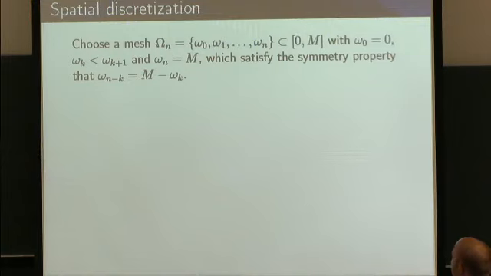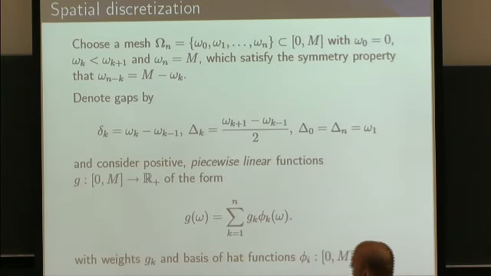So now to the spatial discretization. We are now working in this space of these small omegas. So we choose a mesh with n+1 points. The starting point should be 0, the endpoint large M, which is the mass, which also satisfies the symmetry property that we spoke about before. And let's introduce some notation for the gaps in this mesh. So this mesh is not equidistant. We introduce small deltas as the gap between adjacent omegas and these large deltas in this way.